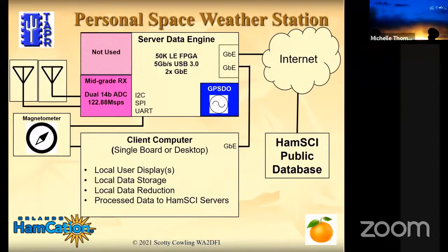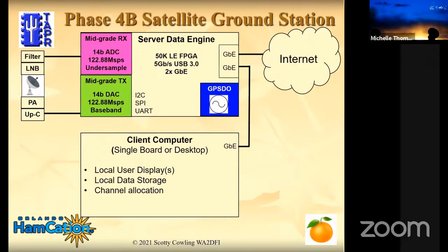This would be the Personal Space Weather Station example with a mid-grade receiver. This is the module we're working on now. This is the GPS-DO we're working on now, and the data engine we're working on now. So this configuration will be first out of the gate. The satellite ground station, we would use undersampling on the receiver with an external LNB and an up-converting power amplifier at the dish. And basically, we could use the same receiver board, but we'll undersample, and we'll have a new transmitter board that will be a baseband transmitter board that then you can up-convert.